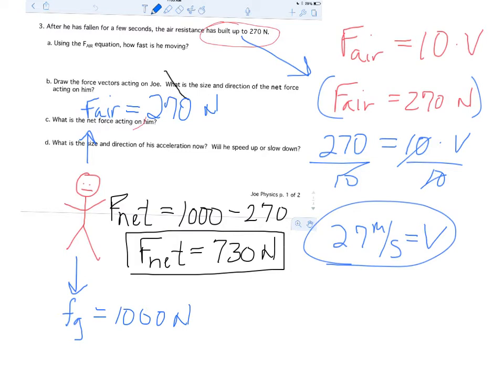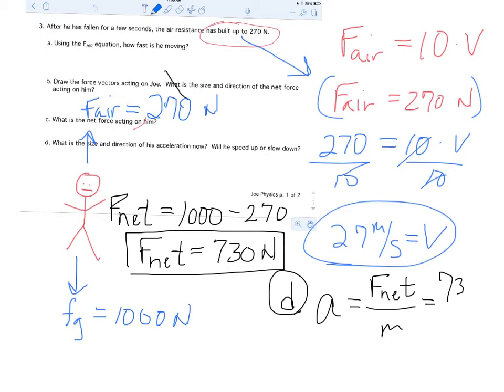And then D says, well, now what's the acceleration? Because now there's air pushing up on him. So your acceleration is going to change because there's air pushing up even though your weight is pulling you down. So for part D, if we wanted to find the acceleration, we're going to take the net force over the mass. So we're going to take 730 divided by 100, and we get 7.3 meters per second squared is how much we are accelerating.